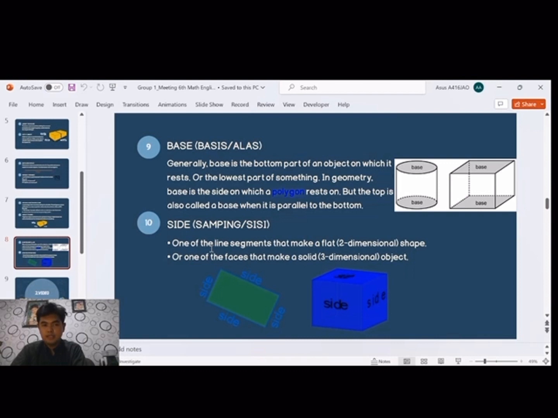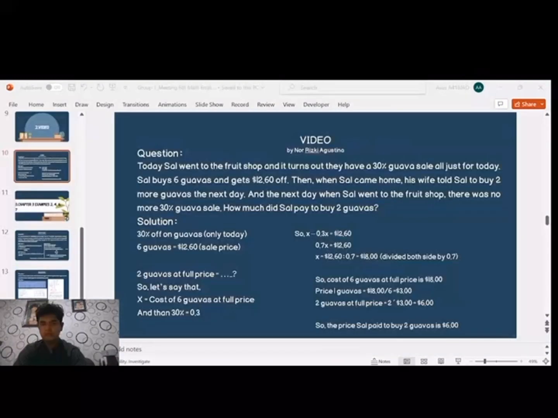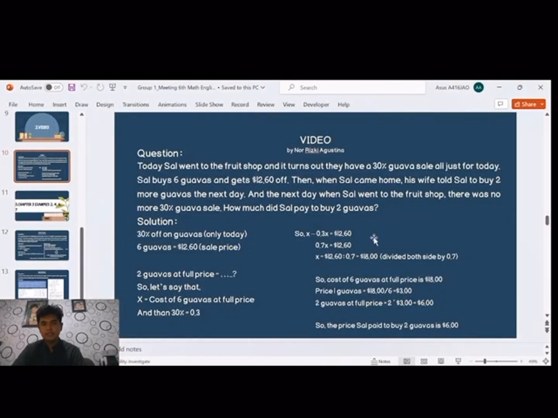Okay, next is side, or sisi in Indonesian. A side is one of the line segments that make a flat two-dimensional shape, or one of the faces that make a solid three-dimensional object. Okay, next is the video.